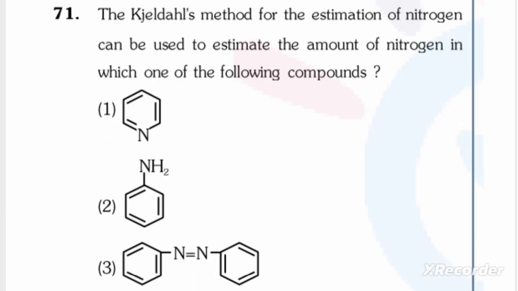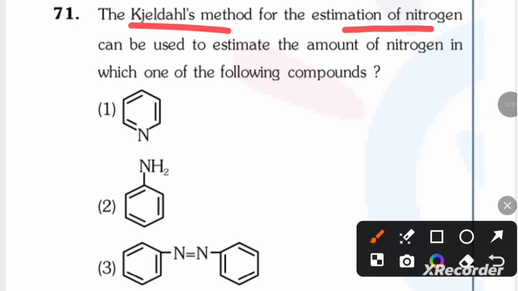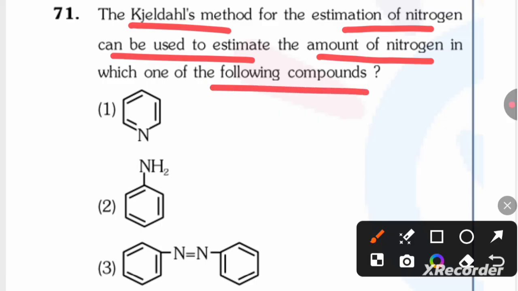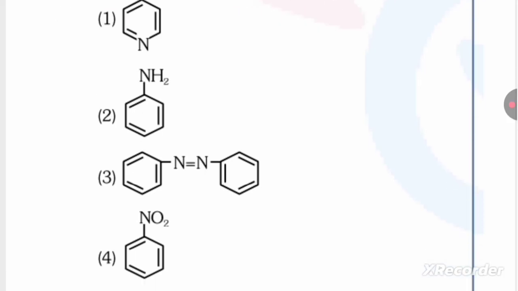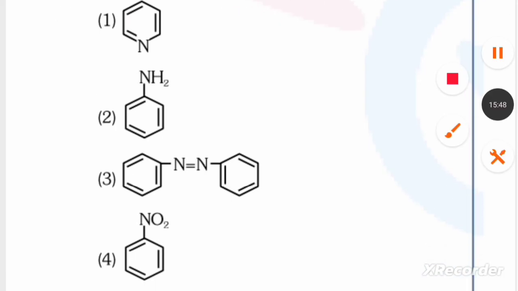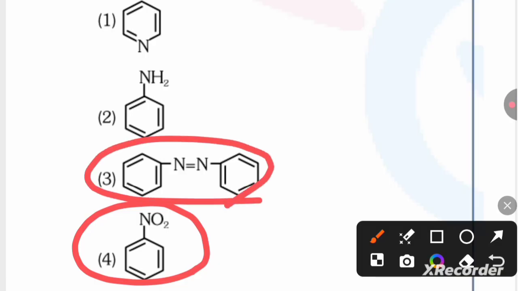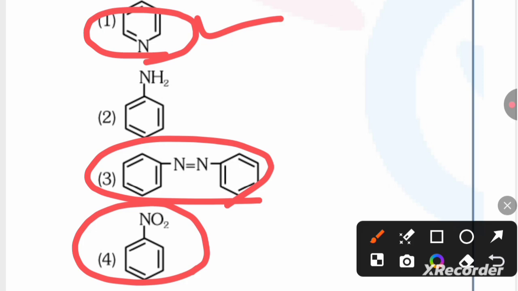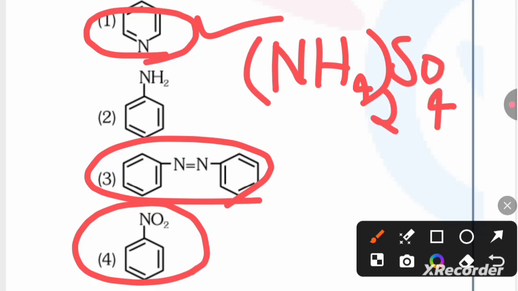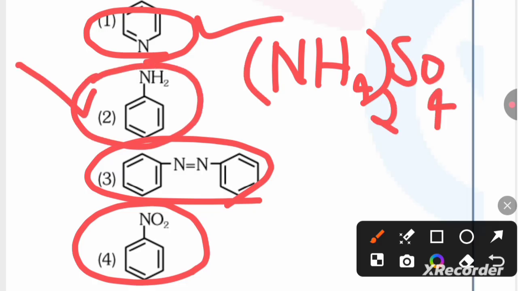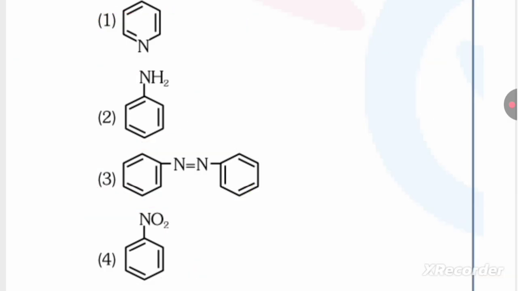71st question. The Kjeldahl method for the estimation of nitrogen can be used to estimate the amount of nitrogen in which of the following compounds. There are 4 options given. Among the 4 options, we need to find where nitrogen can be estimated by the Kjeldahl method. Children, one thing you should remember: in nitro compounds, in azo compounds, and nitrogen present inside the ring, for example pyridine, this is pyridine, in these cases we cannot estimate nitrogen by the Kjeldahl method because they do not react with ammonium sulfate. These nitrogens cannot react with ammonium sulfate. So these 3 cannot be estimated. Aniline can be estimated by the Kjeldahl method.